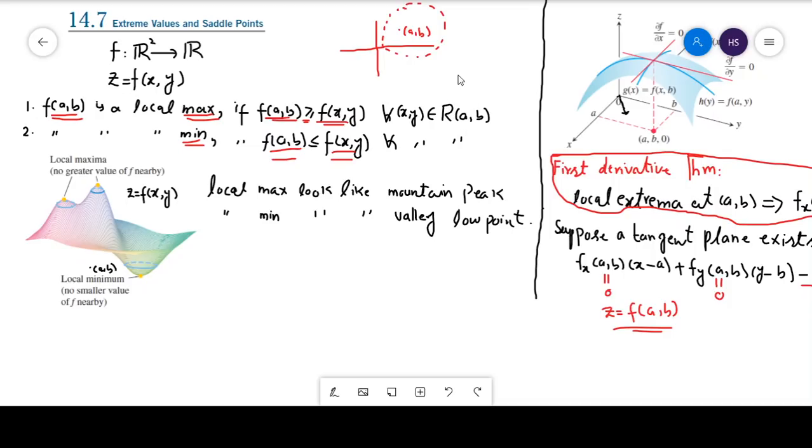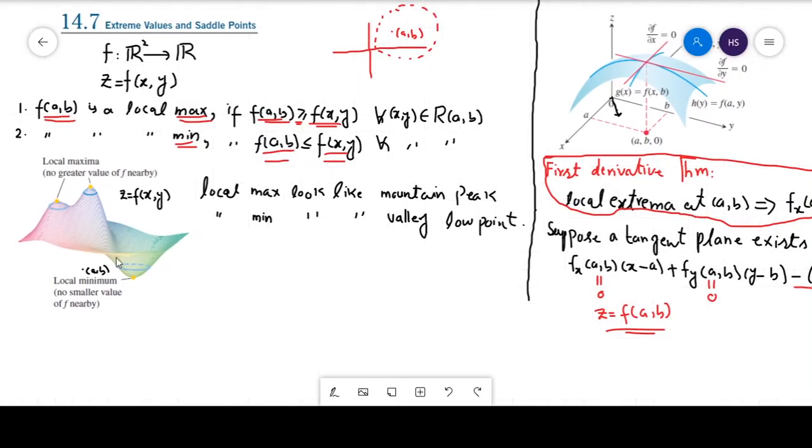What do I mean by open disk? You take a point in the domain, a point AB, and draw an open disk around it of any positive radius, right? Similarly, f of AB is a local min if it is the minimum value among all the function values in the open disk centered at AB. So geometrically, local maxima look like mountain peaks and local minima look like a valley low point.